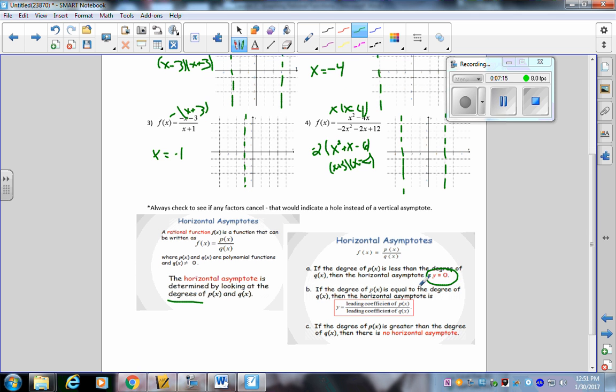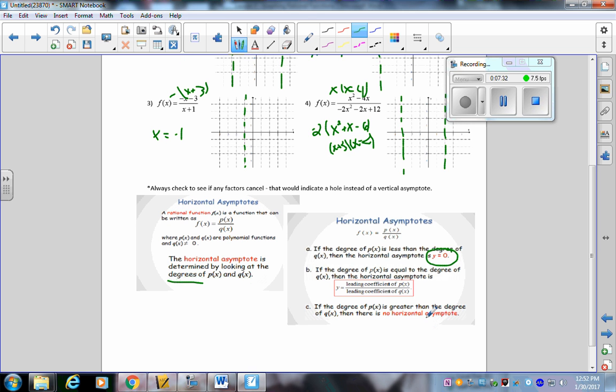If the degrees are equal, so they're both x's, or they're both x squared, or they're both x cubed, then it's going to be the ratio of the leading coefficients, and we'll look at that example. So sometimes it will be a fraction, sometimes it'll be like 4/1, and you'll get a whole number.